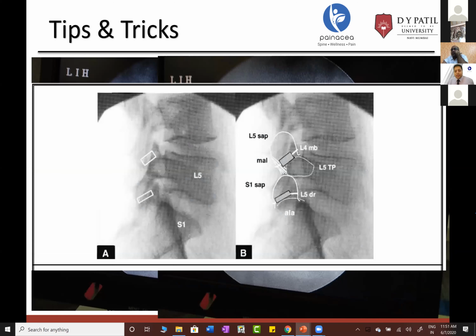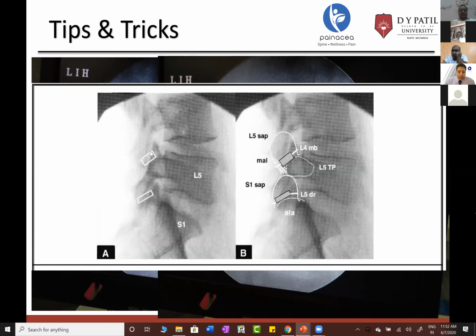So just to illustrate how a small difference can make your procedure a success or failure, just see this difference between L4 and L5. I have quoted this from a paper which studied both. So if you see, this is the L5 body, this is the S1 body. The direction of the needle is different in both cases, and this rectangle is the area where, if you are placed, your chances of success are there. If you miss this rectangle, then you will miss the lesioning and your patient will not have any relief.